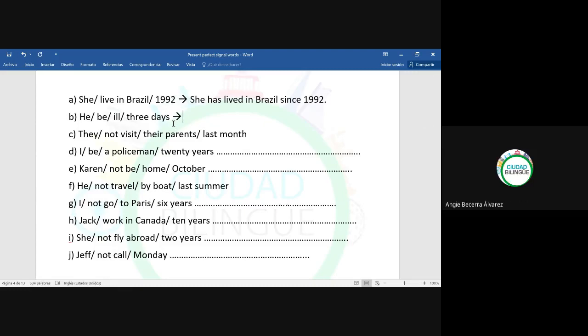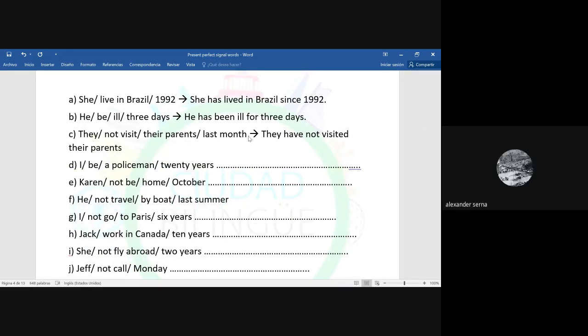The second one, Rocio. It says, he has been ill for 3 days. Perfect. Very good. The next one, sus lady. They not visit their parents last month. They have not visited their parents. Ahí sería since o for. Ajá, since last month. Perfect. Last month. Perfect. Very good.